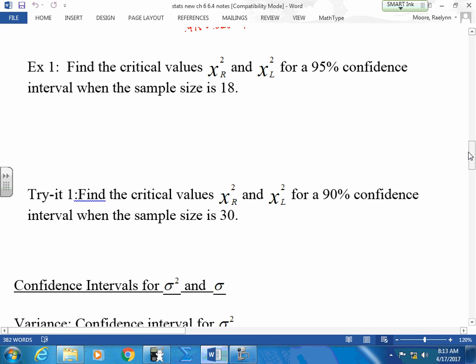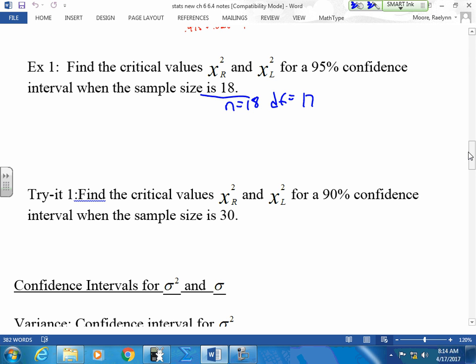All right, so we need to find the critical values for the left and the right for a 95% confidence interval when my sample size is 18. If my sample size is 18, what's my degrees of freedom? 17.